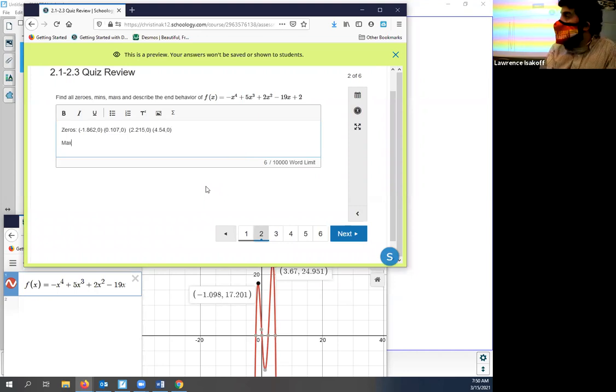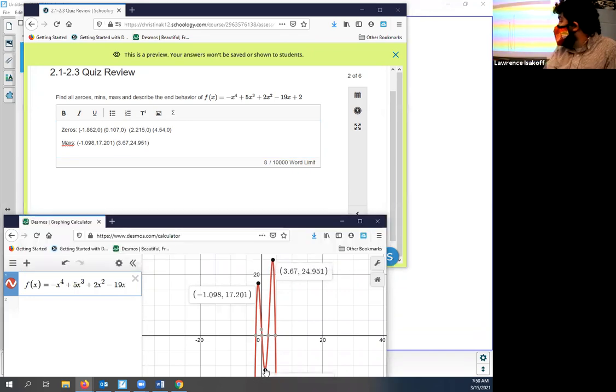So then I could say max is, I'm putting an S on the end because it's plural, but it really doesn't matter. So negative 1.098, 17.201. I have another max at 3.67, 24.951.